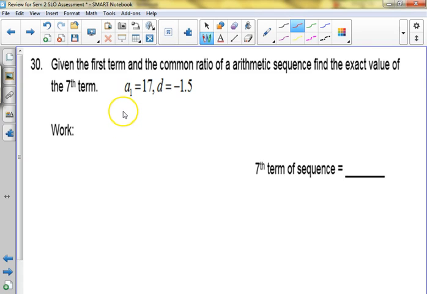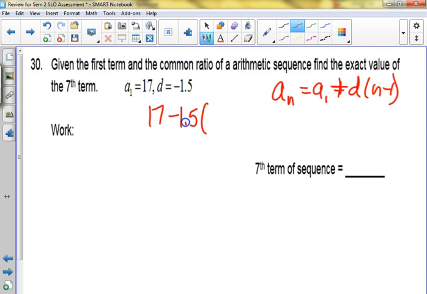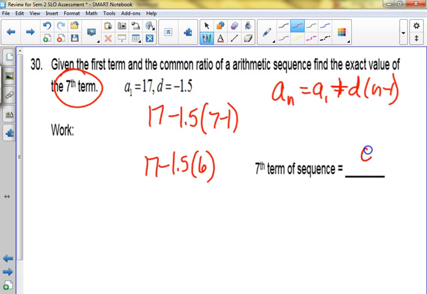Given the first term and the common ratio of an arithmetic sequence, find the exact value of the 7th term. Okay, the explicit formula says, so we'd have 17 minus 1.5. We want the 7th term, so we'd have 7 minus 1, or 6. I'm guessing 8. Is it 8?